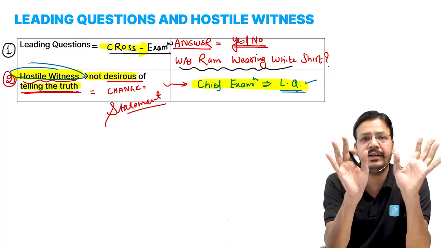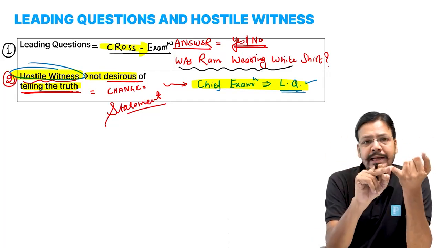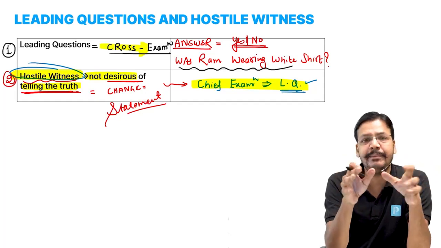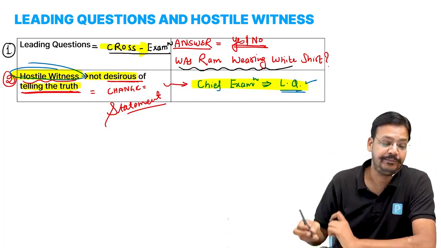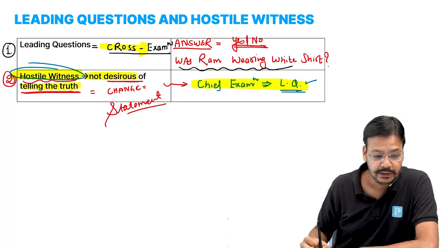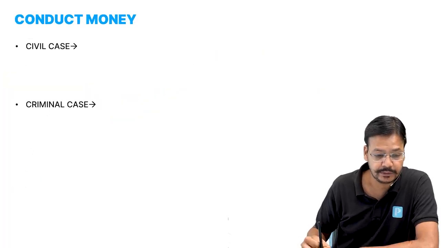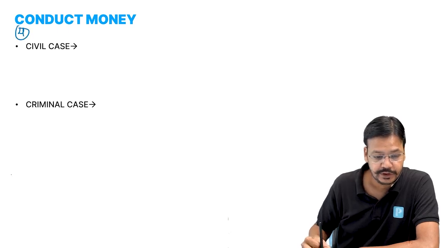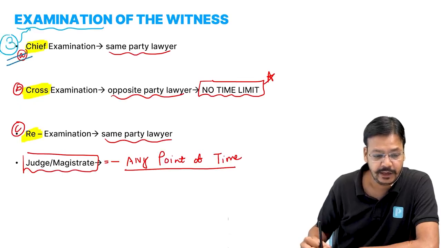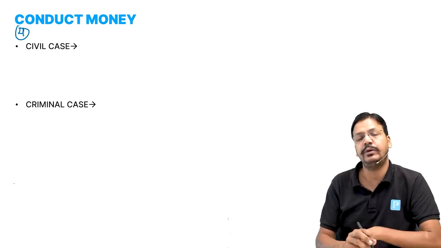So my dear friend, examination is also done. Summons done, oath done, examination done, chief and cross done. Now I am coming to sequence number 4. Sequence number 3, examination, I already discussed. Now we are coming to sequence number 4, conduct money.